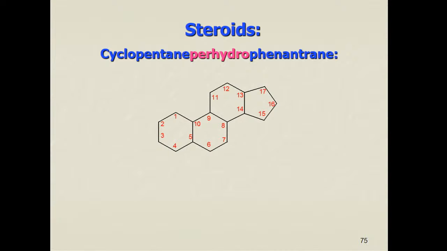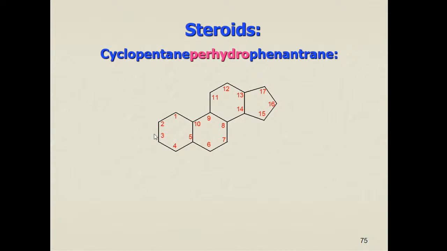So, what about steroids? Steroids are all derivatives of cyclopentane perhydrophenanthrene. Such a long name, but really it's a complex of a few smaller parts. So what is phenanthrene? It's an aromatic compound with three benzene rings.